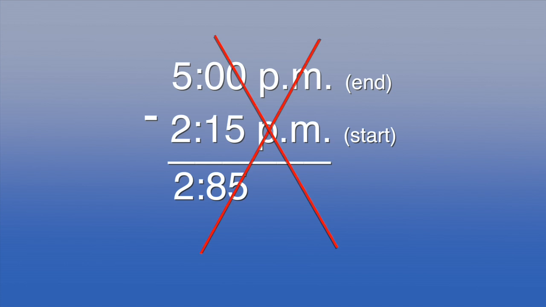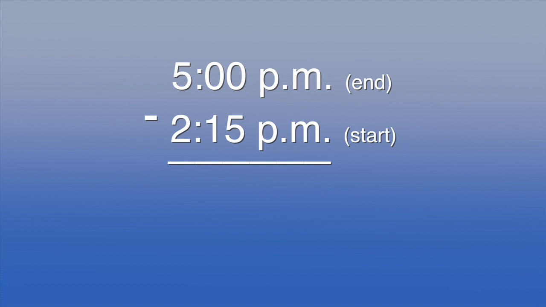So what you have to do in this case is you have to actually borrow an hour. Now an hour is 60 minutes, right? So from the 5 you have to borrow 60 minutes, so that becomes a 4, and you move the 60 minutes over to the minutes column, and the 00 becomes 60. So now we have 4:60.